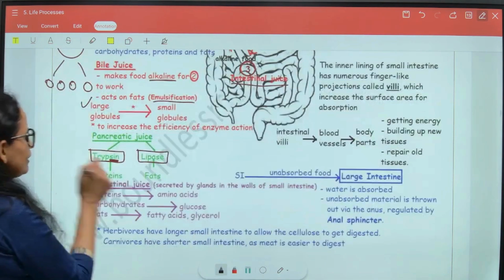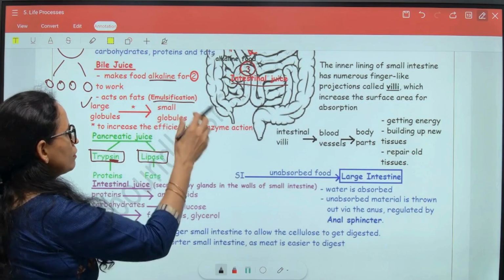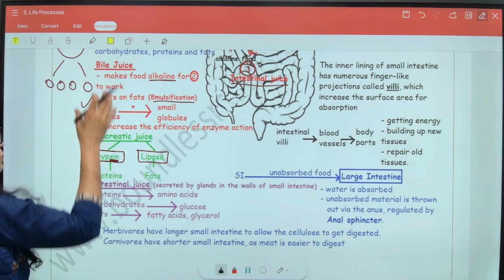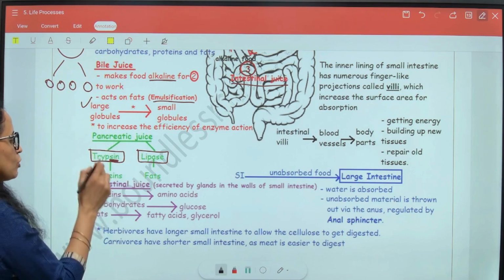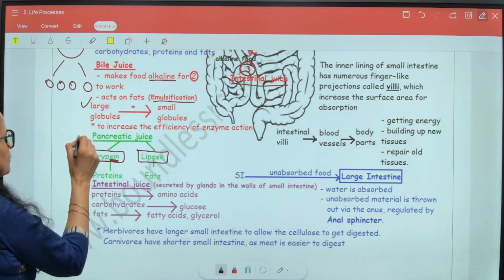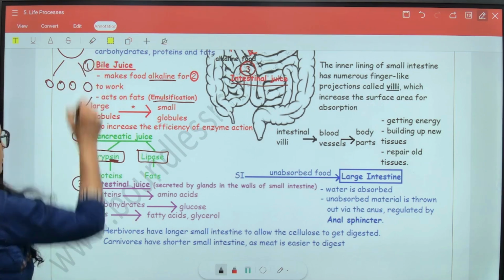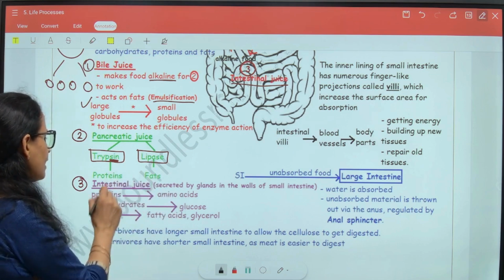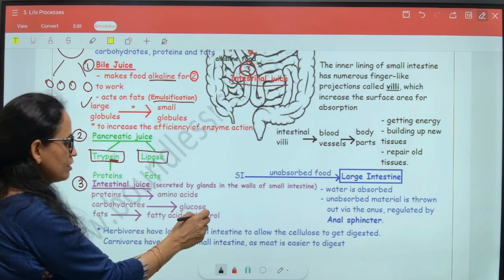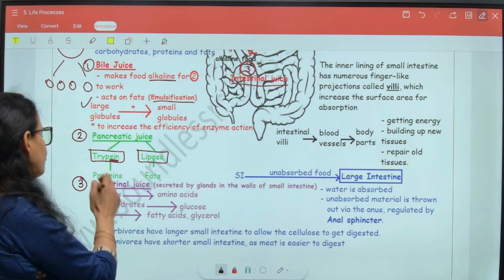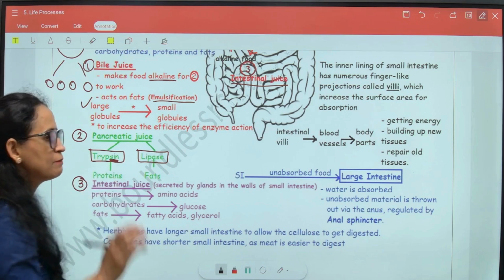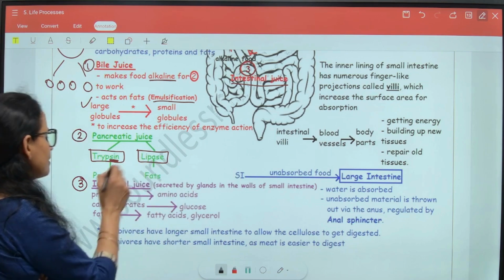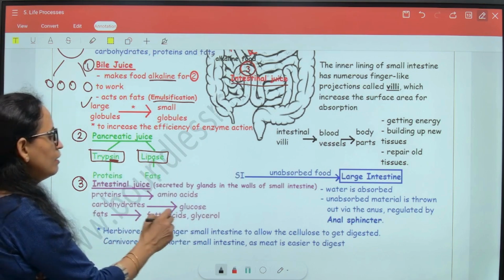Now the last one, intestinal juice. So if you have a question on digestion that is taking place in the small intestine, you have to write about all three of them: bile juice, pancreatic juice, intestinal juice. So this intestinal juice is secreted by the walls of the small intestine. Now this is finally responsible for breaking down of proteins to amino acids, carbohydrates to glucose, fats to fatty acids and glycerol. So these are the simpler forms of proteins, carbohydrates and fats. Again, from MCQ perspective, you should remember the simpler form of proteins is amino acids, simpler form of carbohydrates is glucose, fats is fatty acids and glycerol.